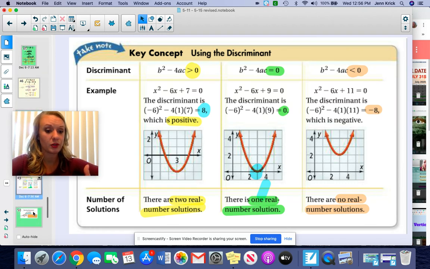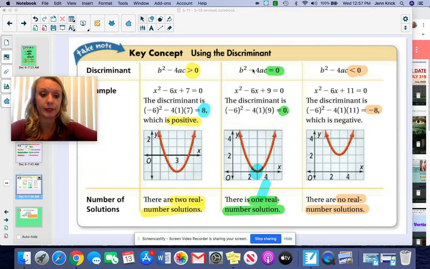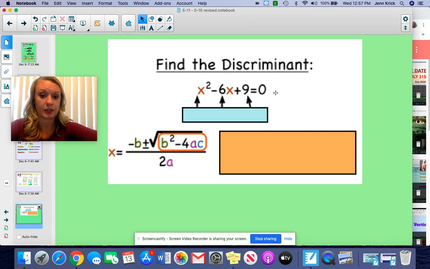Okay, let's show that to you in an actual example so you have some more meaning and some more understanding. All right, here is your quadratic equation, x squared minus 6x plus 9. Step 1, identify what a, b, and c are. So I know a is 1, b is negative 6, c is 9, okay?